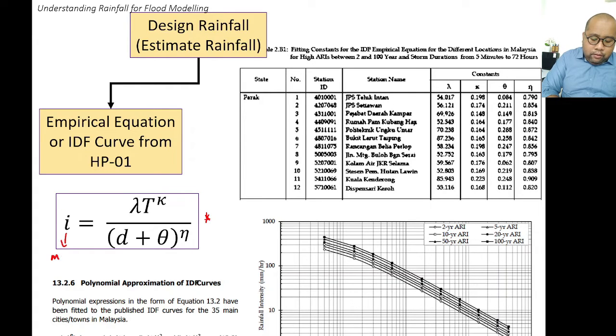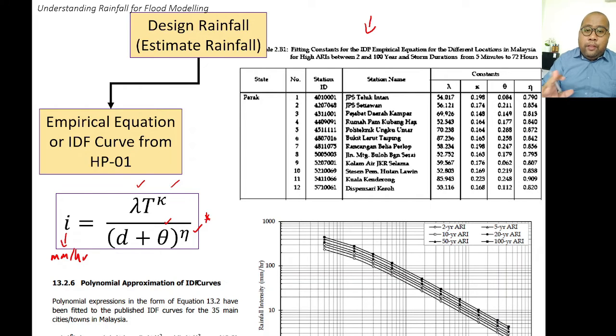The unit is millimeter per hour. And then you have a gamma, and then you have a kappa. Okay, and then you have this one, the N, I'm not sure how to pronounce. And then this one, gamma or omega, I'm not sure. So these coefficients we call the fitting constants. Okay, you can refer to this table, Table 2.B1.